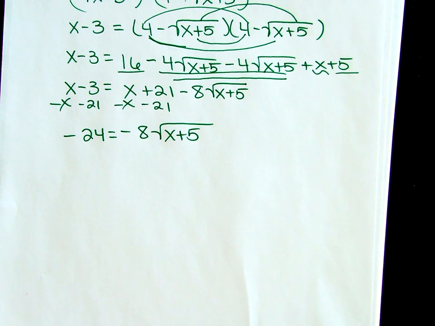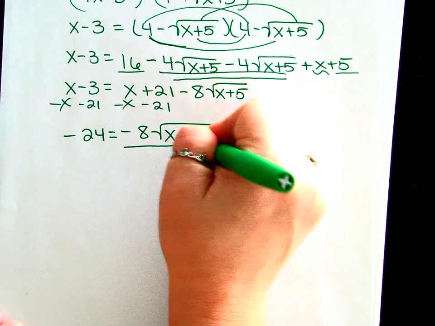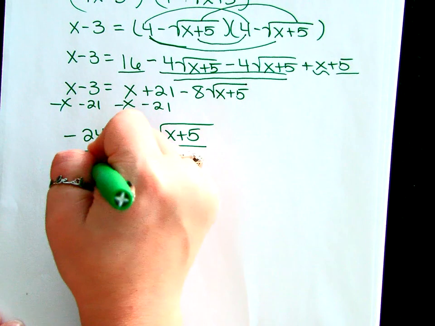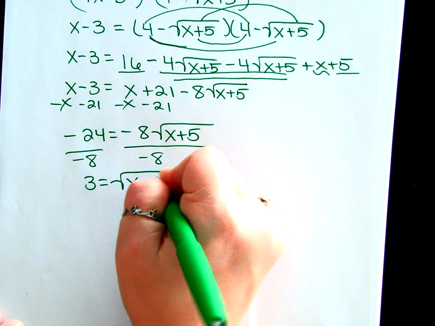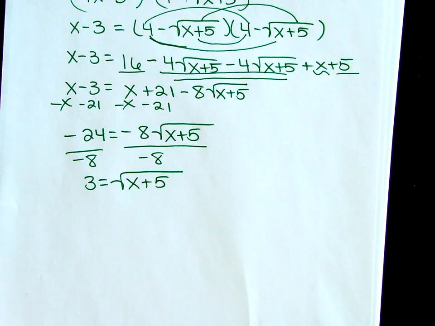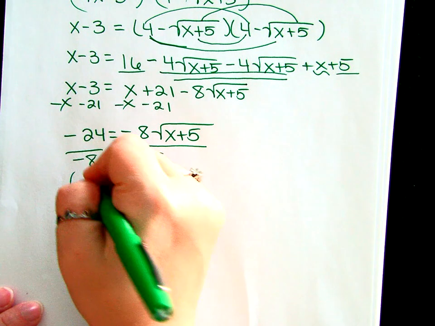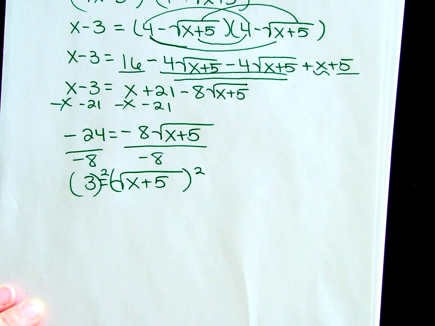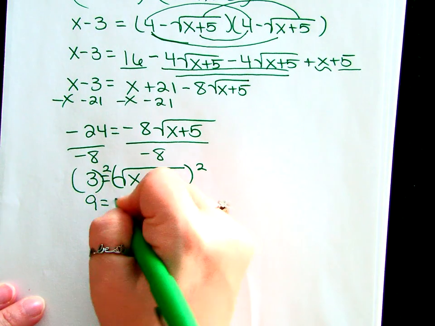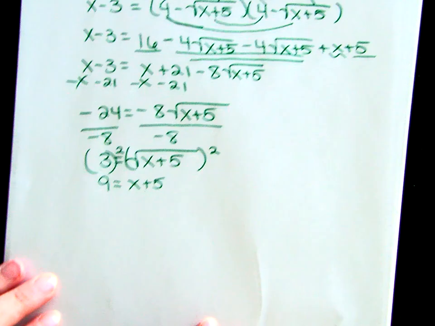Now our radical isn't quite isolated, almost. I need to divide both sides by that negative 8 so that I have 3 equals the square root of x plus 5. Now it's completely isolated. So now I can square both sides again to get rid of that radical. 9 equals x plus 5. Subtract 5 from both sides, and I get 4 equals x.